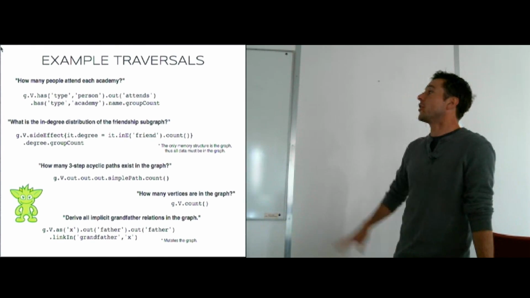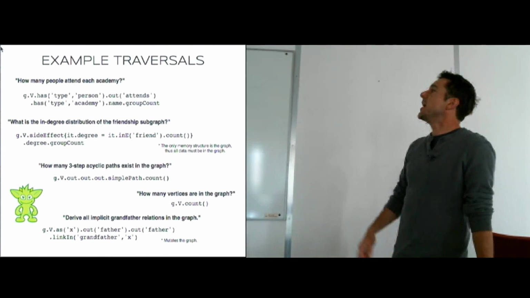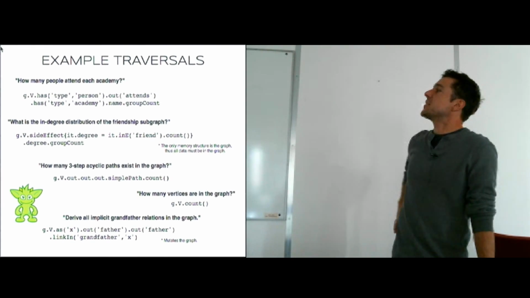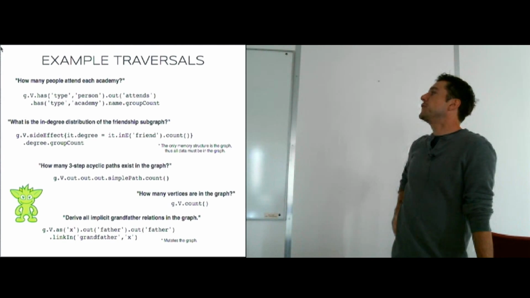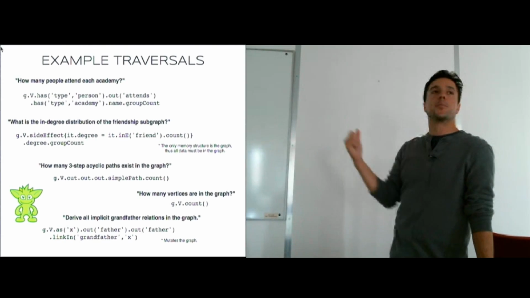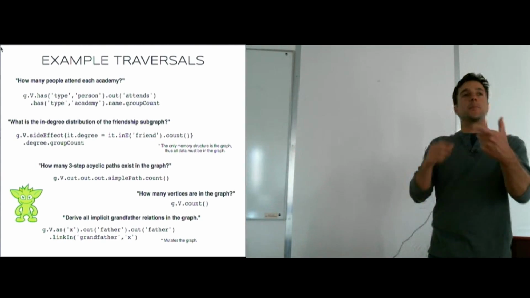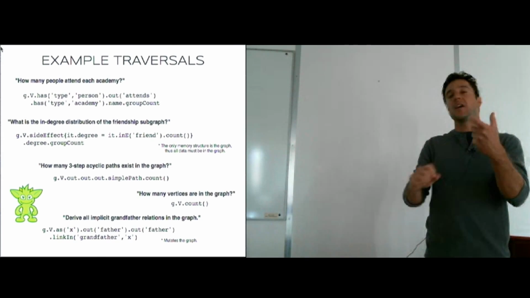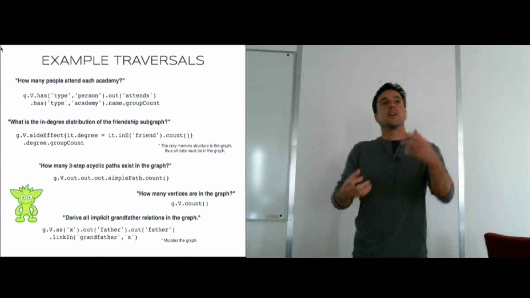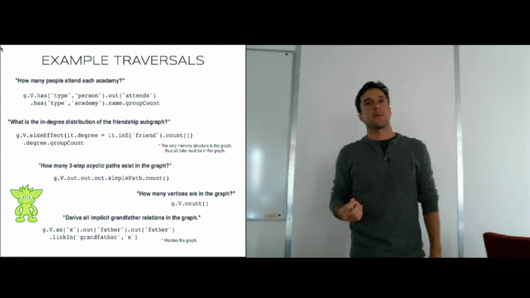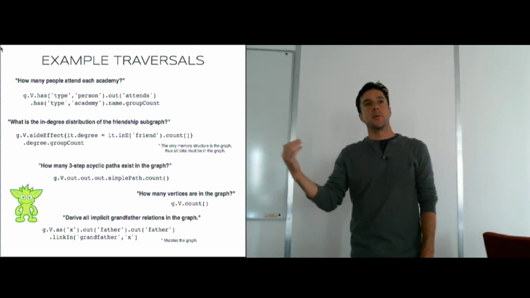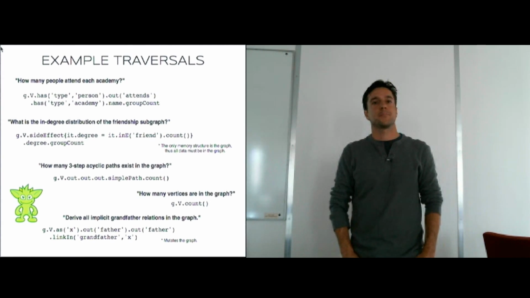So now I have all the people, and then I take an outgoing walk to the things that those people attended, and then I filter out all those things that are not academies. I get the name of those academies and I group count. So if more students attend one particular academy, there are going to be more traversers at that particular academy. And so when I do a group count on its name, I'm going to have more traversers at that particular thing. So I get a distribution of the people at every university.